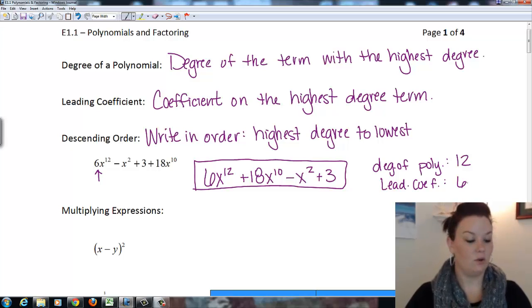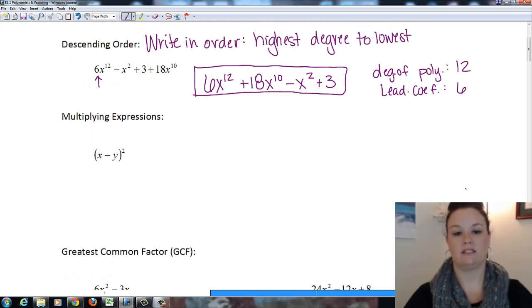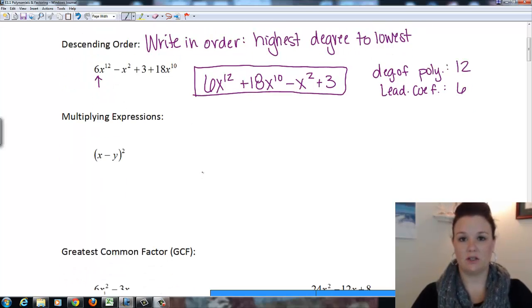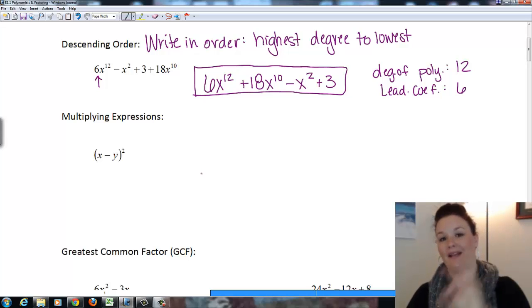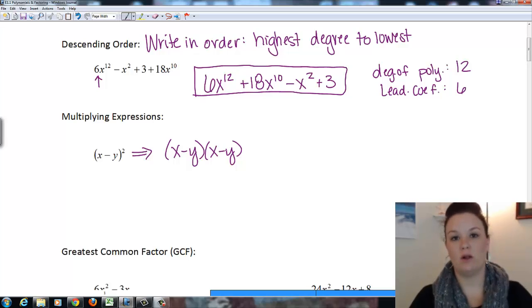Okay. All right, so I want to quickly review multiplying expressions, and then we're going to do a quick review of factoring. So when we multiply expressions, we multiply each term of each factor by each term of each other factor. In other words, if I have something like x minus y quantity squared, I don't just do x squared minus y squared, because what this means is I'm doing the quantity x minus y and I'm squaring it, which means I'm multiplying it by itself. So from here we need to FOIL or distribute.